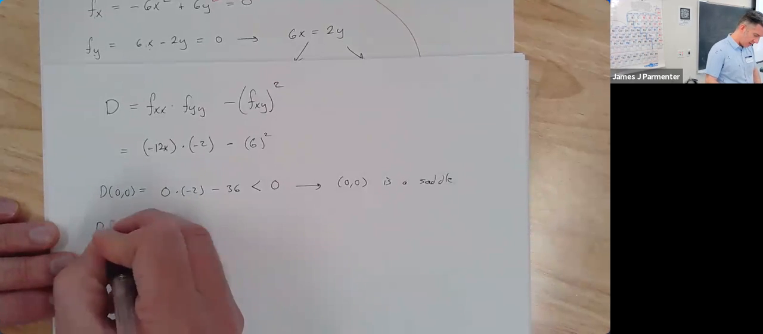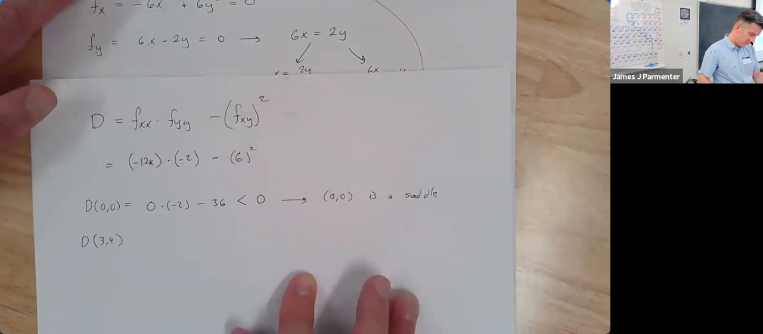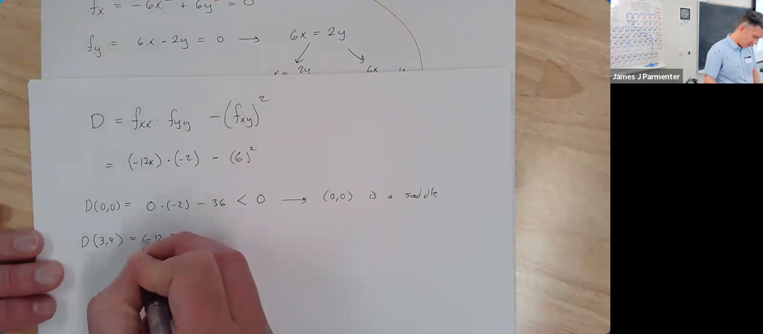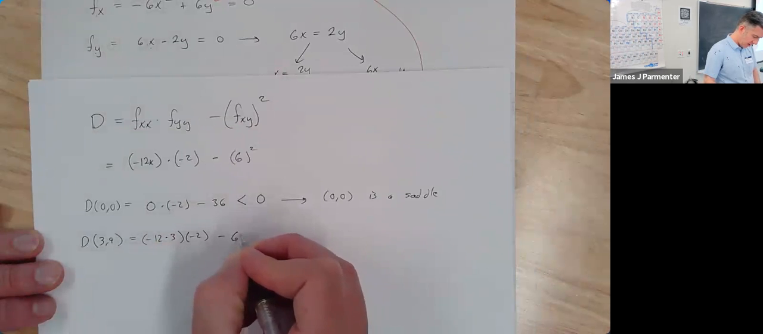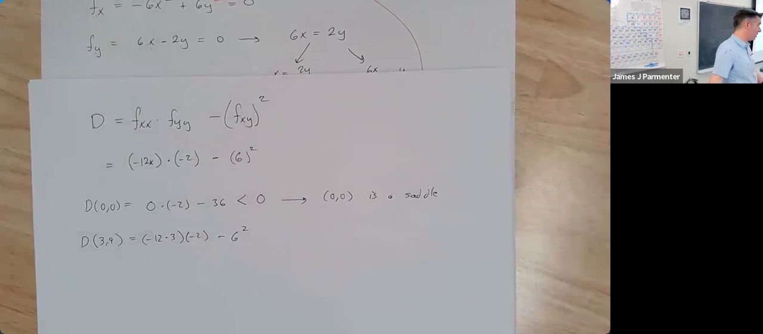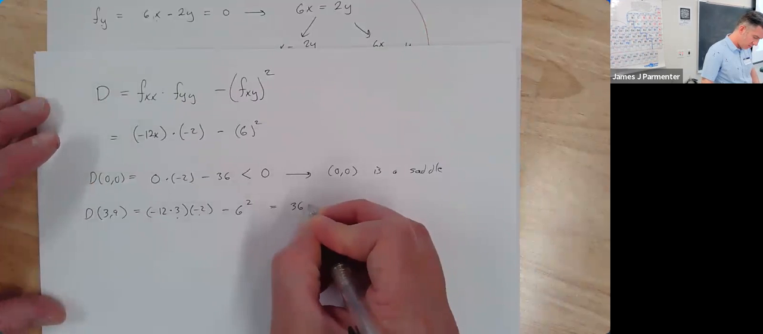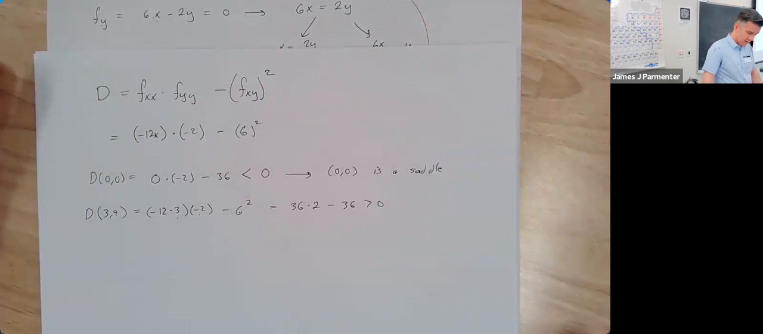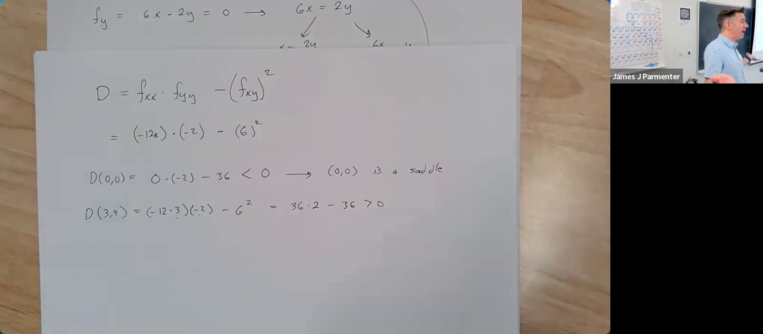Let's look at the other one. D of 3, 9, I believe. Yeah. So we plug that in, I'm going to get negative 12 times 3 times negative 2 minus 6 squared. Okay, here's where I probably actually should calculate it. So just looking at it, I need to do a little bit more thinking. That's 36 times 2 minus 36. Oh, well, that's definitely positive.